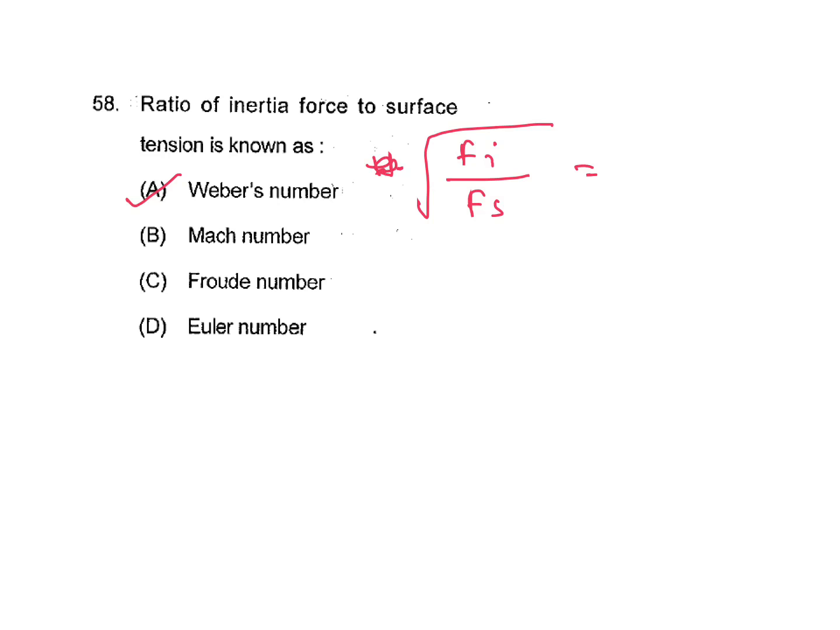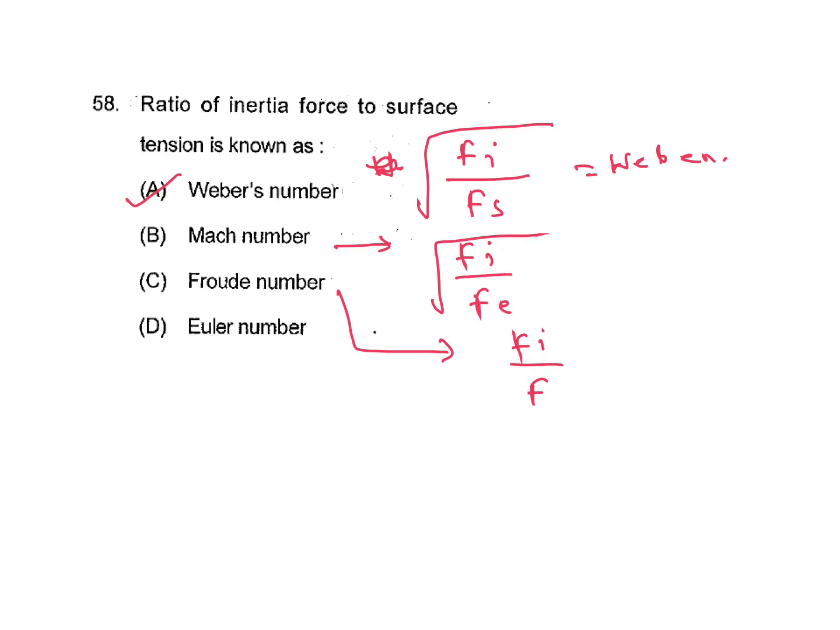Then for Mach number, inertia force by elastic force. Froude number is inertia force by gravity force. Euler's number is inertia force by pressure force. If you want details, check that video for the important numbers from my playlist. You will get the details about all the numbers.